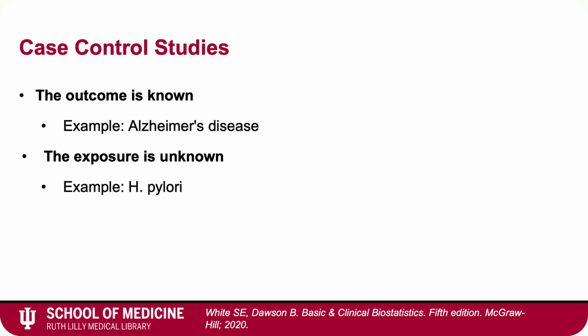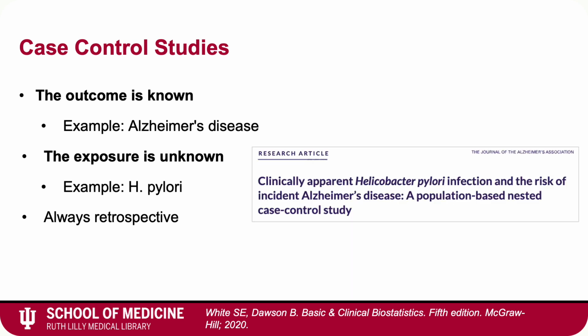Maybe our theory is that H. pylori could be causing Alzheimer's disease, or those who have had traumatic brain injury are more likely to develop the disease. A case control study is always retrospective. We're always looking backwards in time. And here is an example of a research article that used a case control methodology to study this very example.